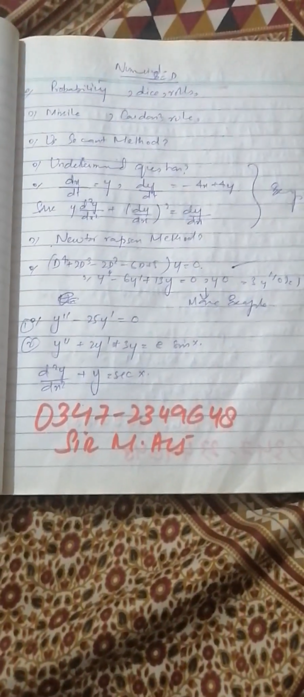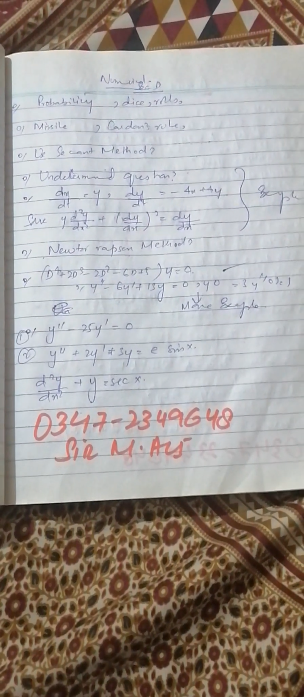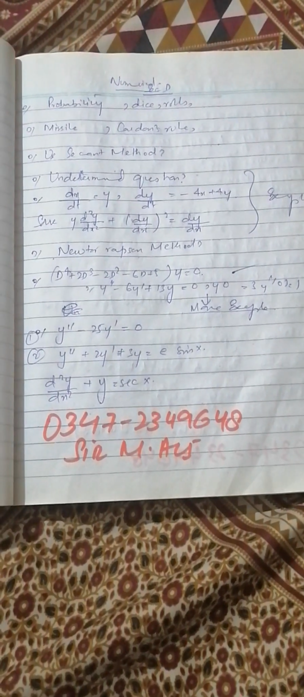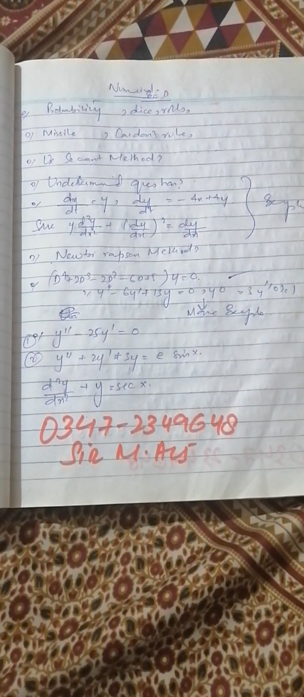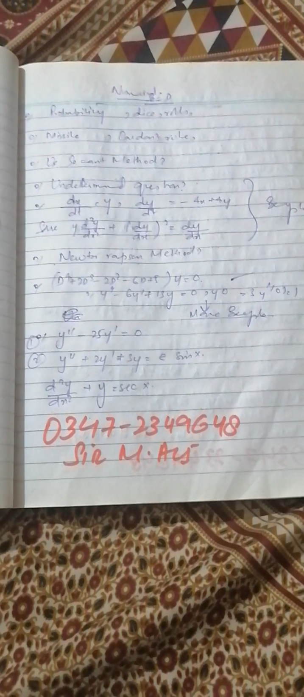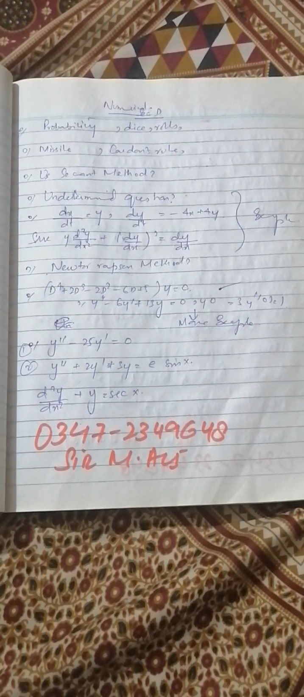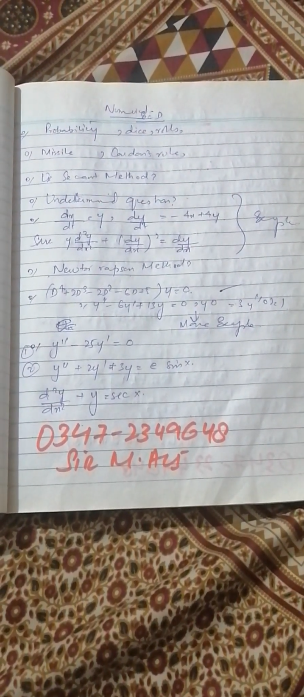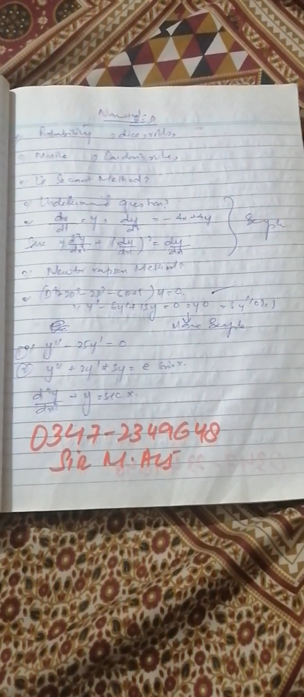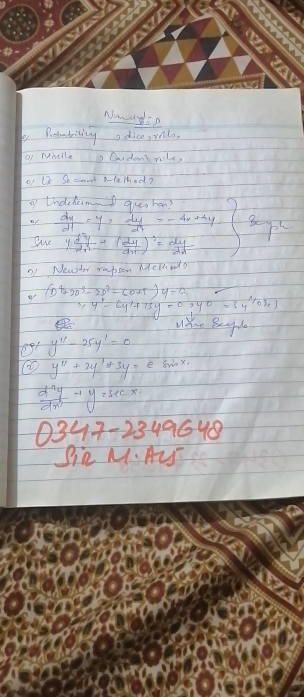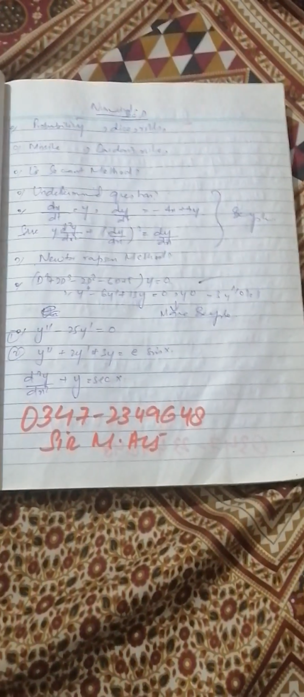Now we move to our last section, which is section D. The numericals which will come are probability dice or rolls, missile numerical, Cardan's rule, second method question, undetermined coefficients, dx over dt is equal to y, dy over dt is equal to minus 4x plus 4y. You may perform more examples, Newton Raphson method, and D^4 plus 2D^3 minus 2D. This is also important, more examples. And y double prime minus 25 y single prime is equal to 0.